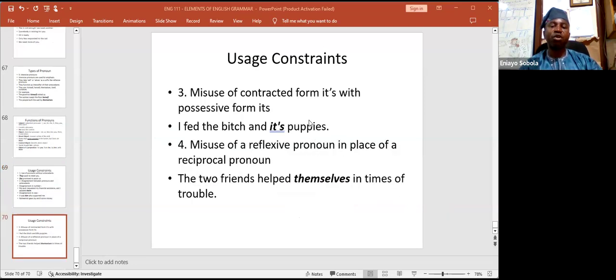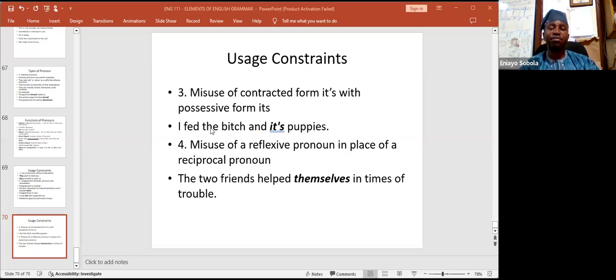Number three, there is misuse of the form it's, which is confused with the possessive form its. You realize that it's, it apostrophe s, means it is, or it has, or it was, replacing or representing two words. But the possessive pronoun is its without any form of apostrophe. In some cases, some people use them interchangeably and create confusion in the writing.